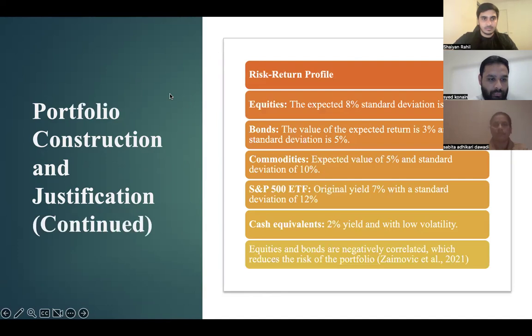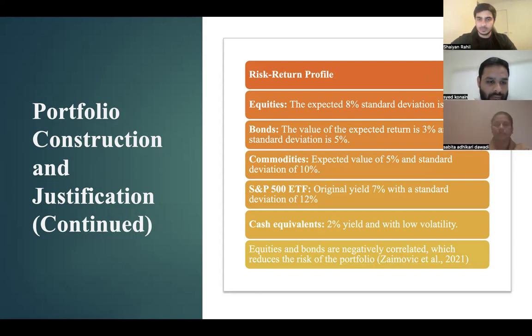Slide number 4, portfolio construction and justification. I would like to describe the risk-return profile behind each type of asset. Equities have an expected return of 8% and a 15% standard deviation. Bonds perform at a 3% return and have just a 5% standard deviation.